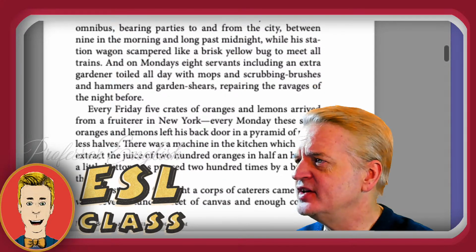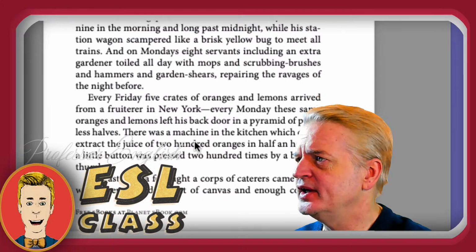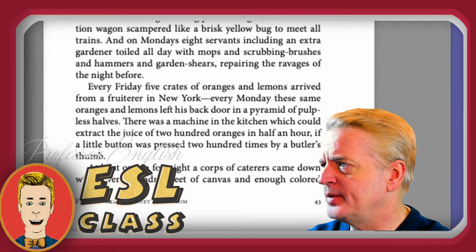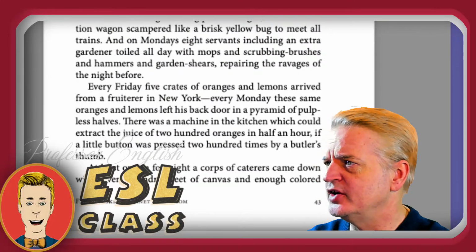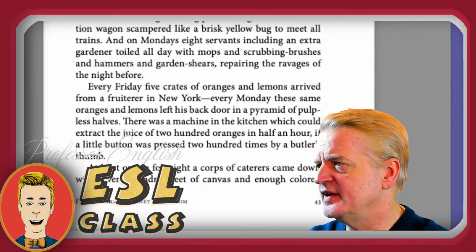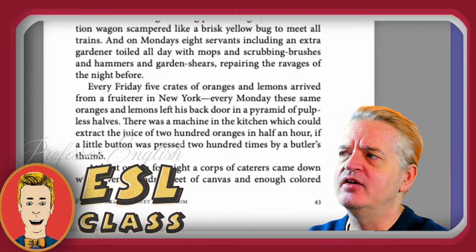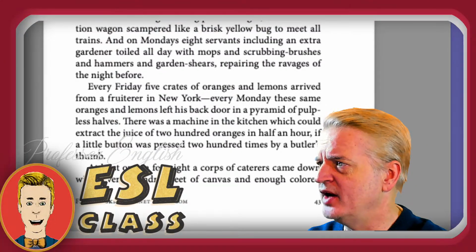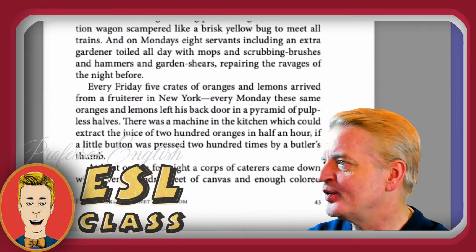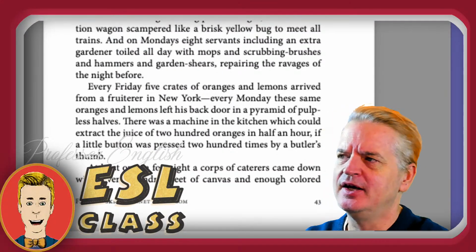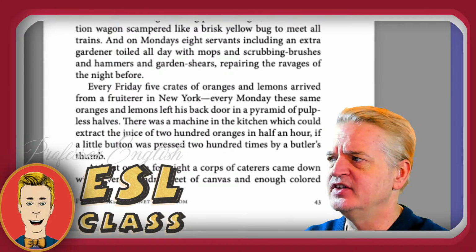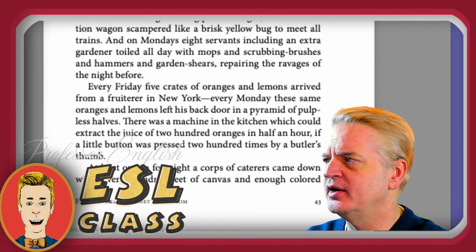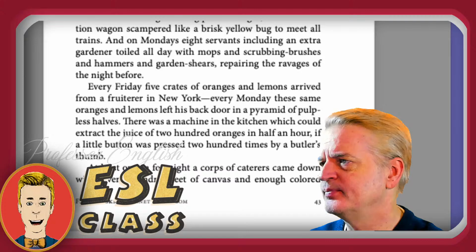And on Mondays, 8 servants, including an extra gardener, toiled all day with mops and scrubbing brushes and hammers and garden shears, repairing the ravages of the night before. Every Friday, 5 crates of oranges and lemons arrived from the fruiterer in New York. Every Monday, these same oranges and lemons left his back door in a pyramid of pulpless halves.